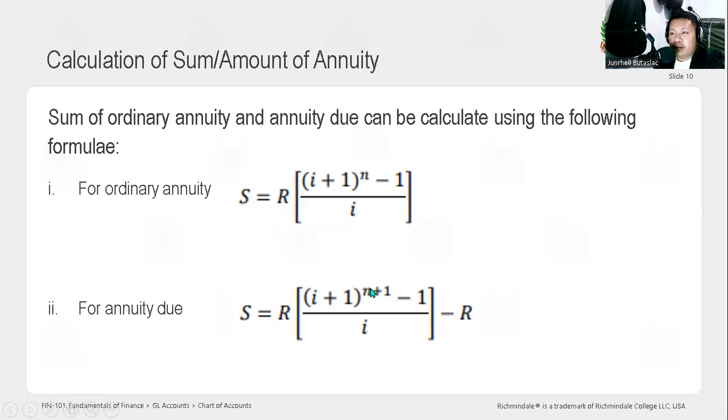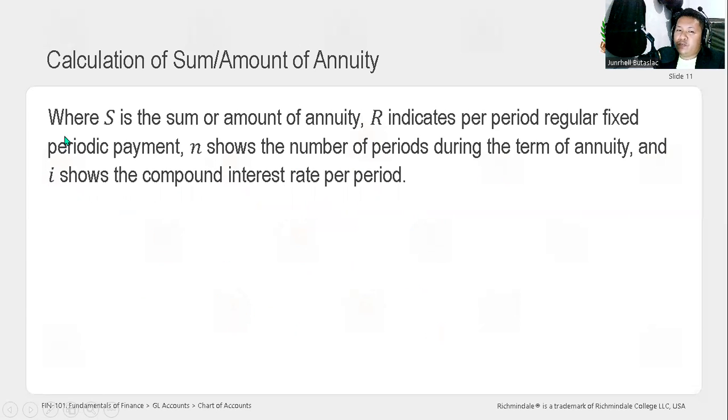For that formula, there is a meaning for each variable used. S is the sum or amount of the annuity, R indicates the per-period regular fixed payment, N shows the number of periods during the term of the annuity, and I shows the compound interest rate per period. So now you know what S, R, N, and I are. Next.